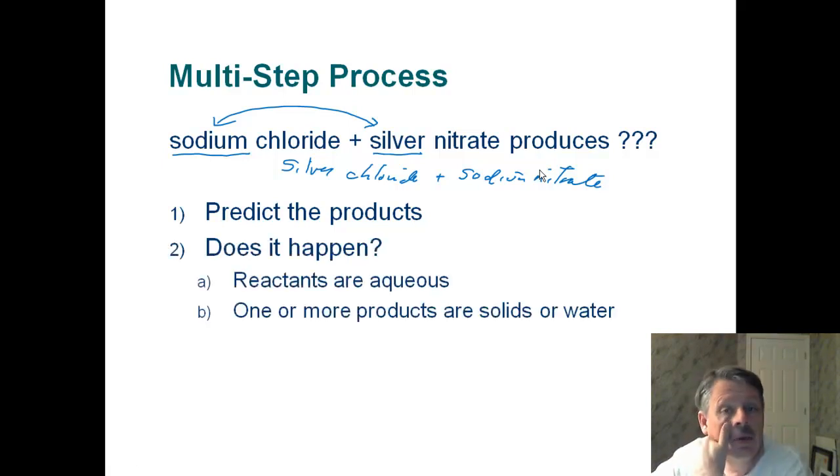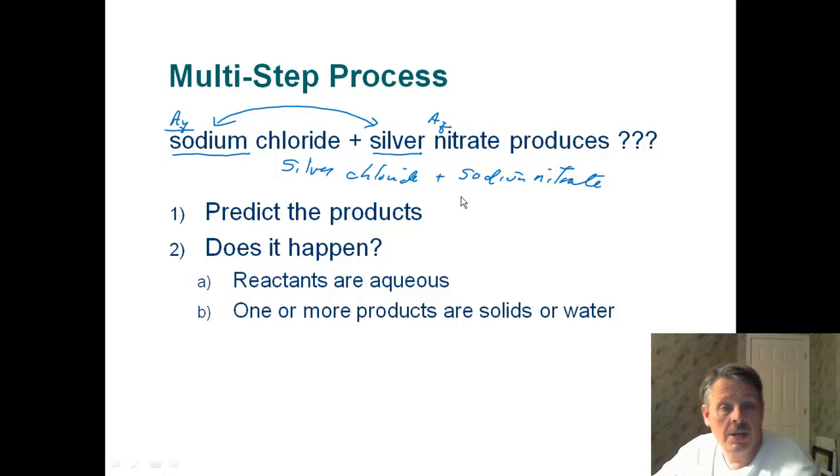The second thing we have to do is say, does the reaction actually happen? Well, for the reaction to happen, both of the things on the left have to be aqueous. Remember, aqueous means that that is dissolved in water. And one or more of the products has to be a solid, or water. They can't both be aqueous. If they're both aqueous on the right-hand side, nothing happens.